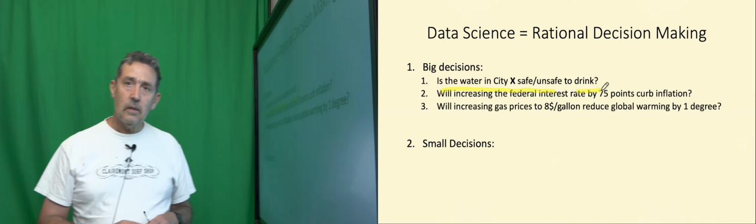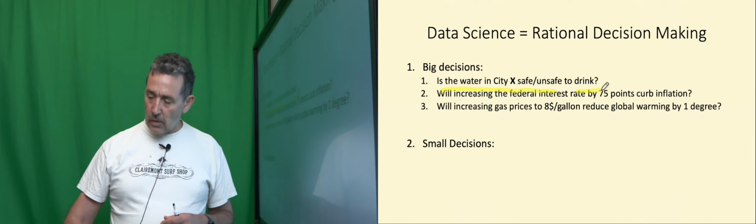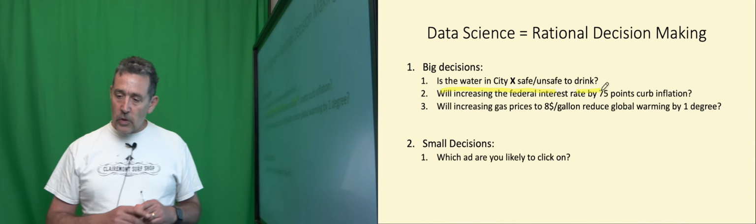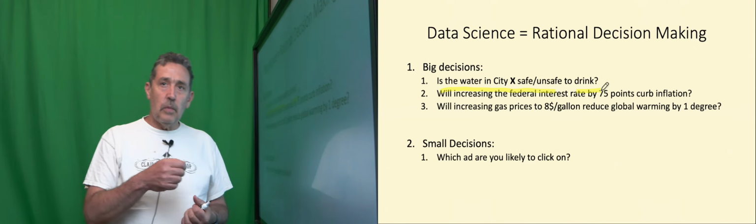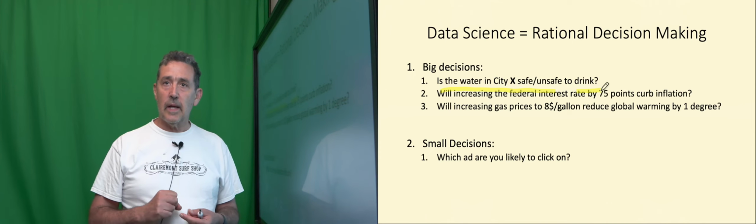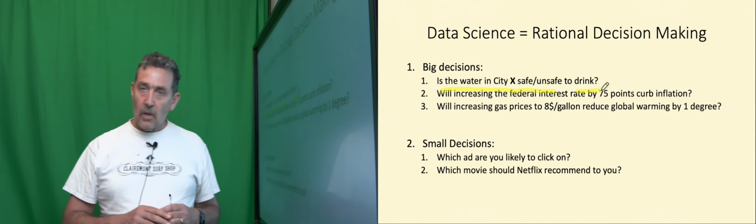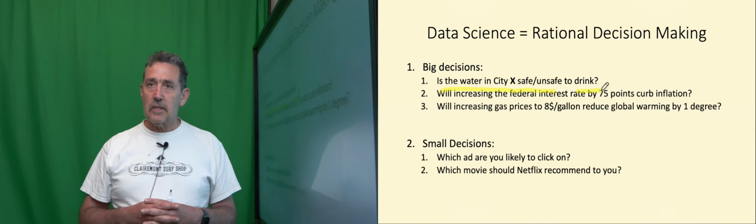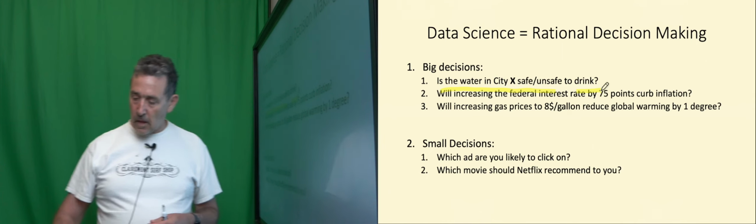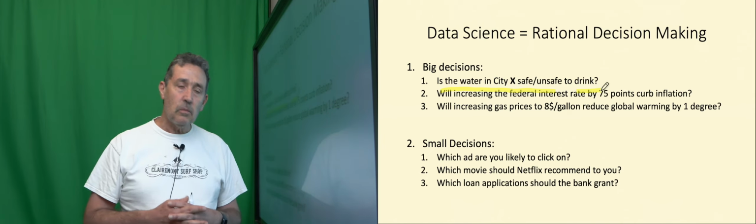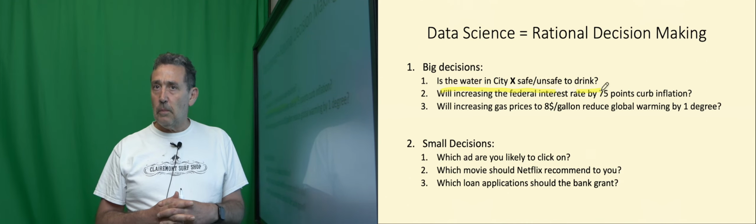Then there are many small decisions that we are surrounded by every day, mostly on the web. So for instance, which ad are you likely to click on? That is an important thing for a company like Google to basically identify the ad that you are the most likely to click on so that they can have ad revenue. A similar one is for Netflix. What movie should Netflix recommend to you as the next movie? And a slightly bigger one, more important, would be which loan applications should a particular bank grant?